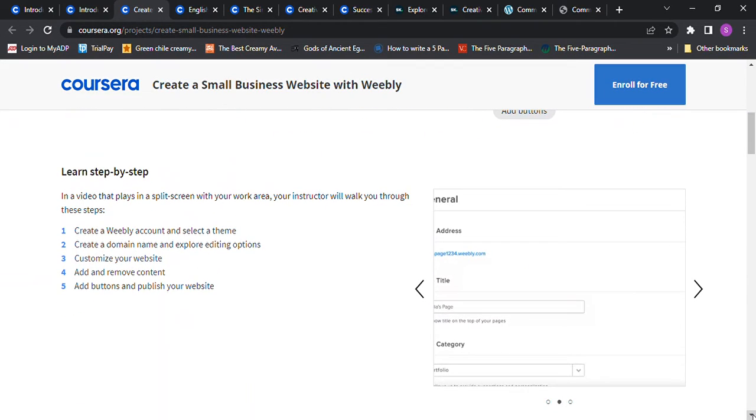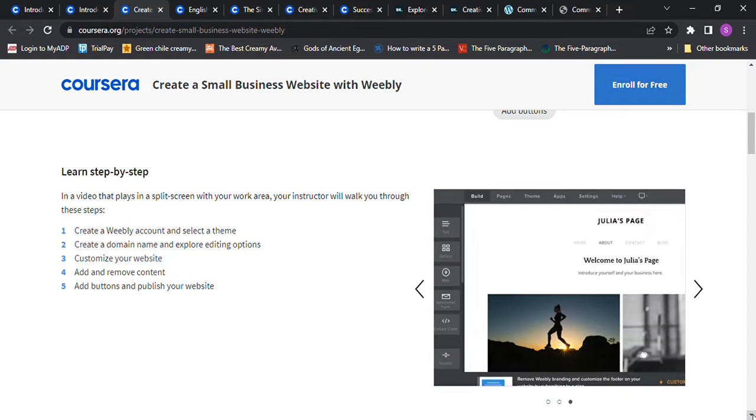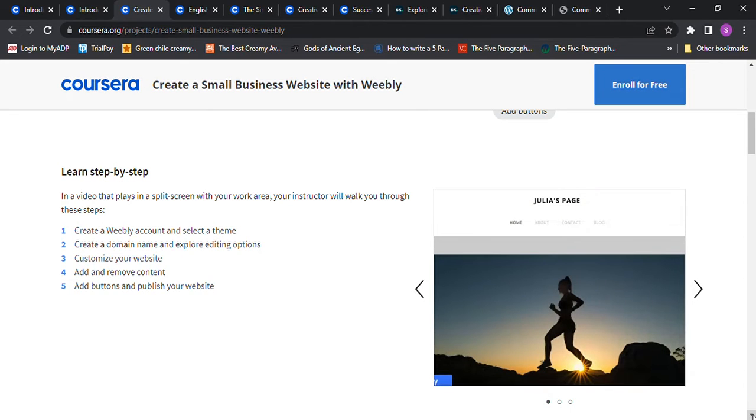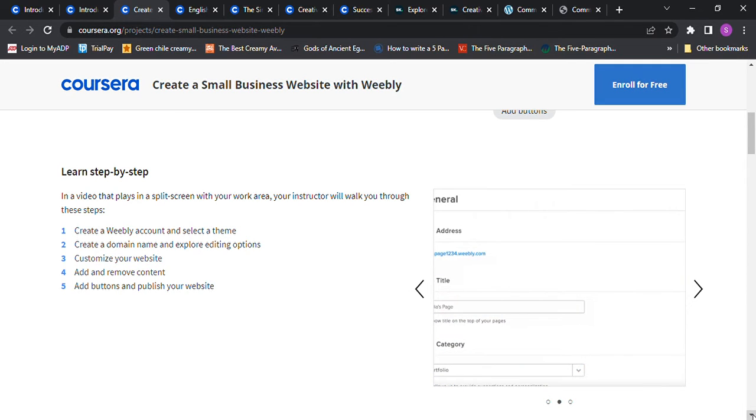And it says to create a Weebly account and select a theme. So these are what you're going to be able to do if you take this class. These are the objectives. The learning objectives: create a domain name and explore editing options, customize your website, add and remove content, add buttons, and publish your website.